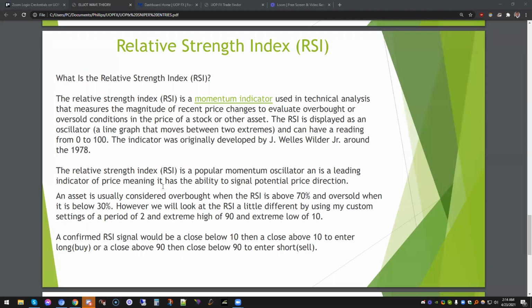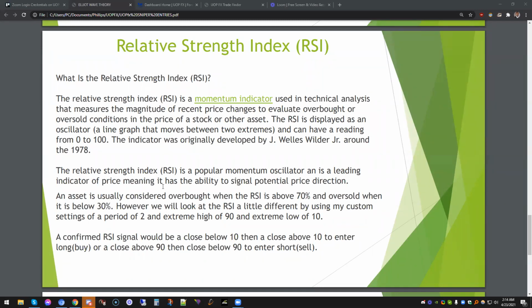Most of you are familiar with it as the RSI indicator. Here we have a little bit of information on it. It's a momentum indicator. It's used in technical analysis. Basically, what it measures is the magnitude of the recent change to evaluate overbought or oversold conditions in price, whether it's a stock, a commodity, whatever it is. Okay, it basically gives you an idea of when the price is oversold or overbought.